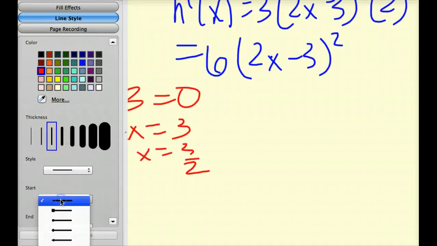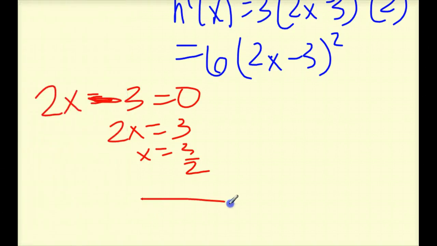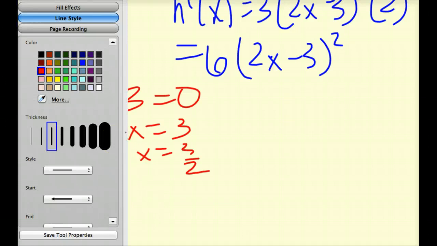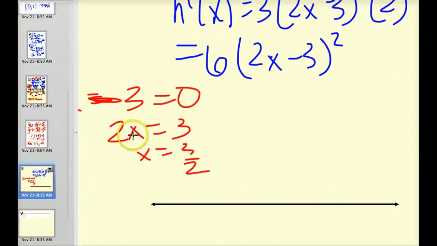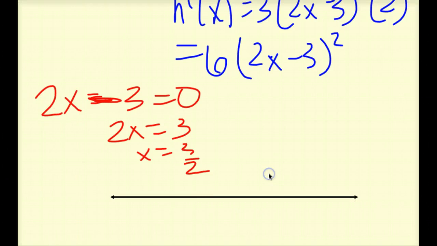So I'm going to do this one right here. That's not what I wanted. So here's my number line. And I'm going to pick numbers that fit this. So my critical point is at 3 over 2. So a number bigger than that is going to be 2, and a number smaller than that is going to be 1.